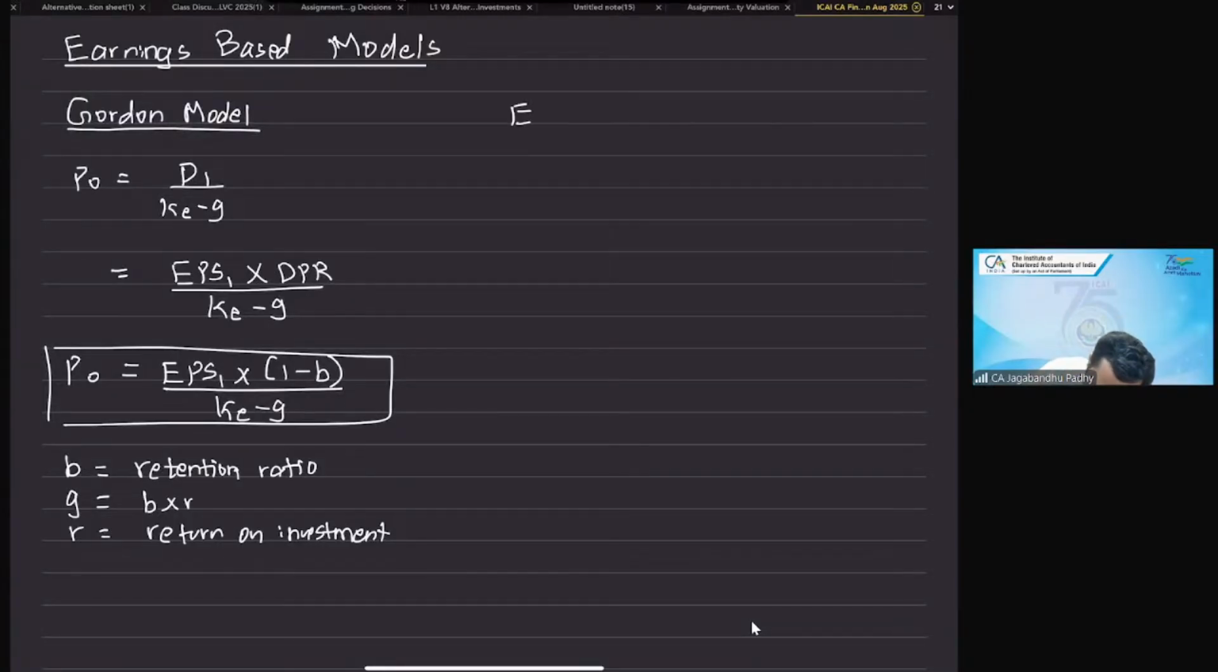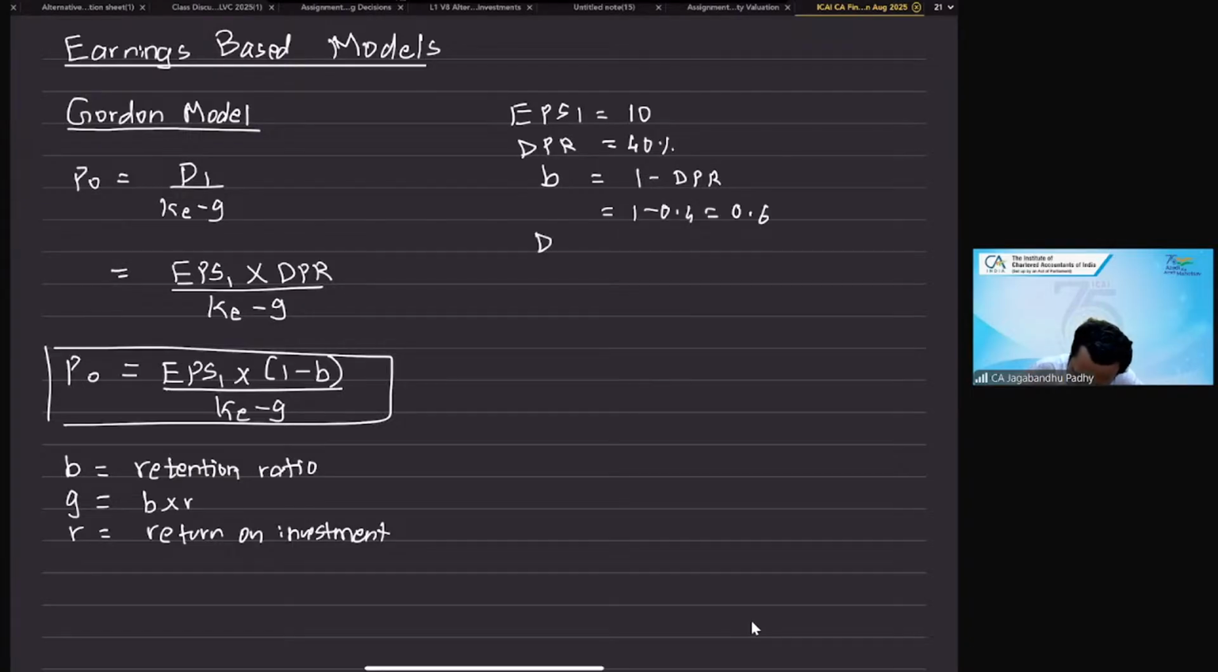For example, if we have earnings per share of the next year as 10 and the dividend payout ratio is 40%, how much is the retention ratio? It is 1 minus the dividend payout ratio, 1 minus 0.4, which is 0.6. And that will give us the dividend of the first year: D1 is 10 into 40%, which is 4. This is nothing but EPS 1 into 1 minus B, which is 4 rupees.